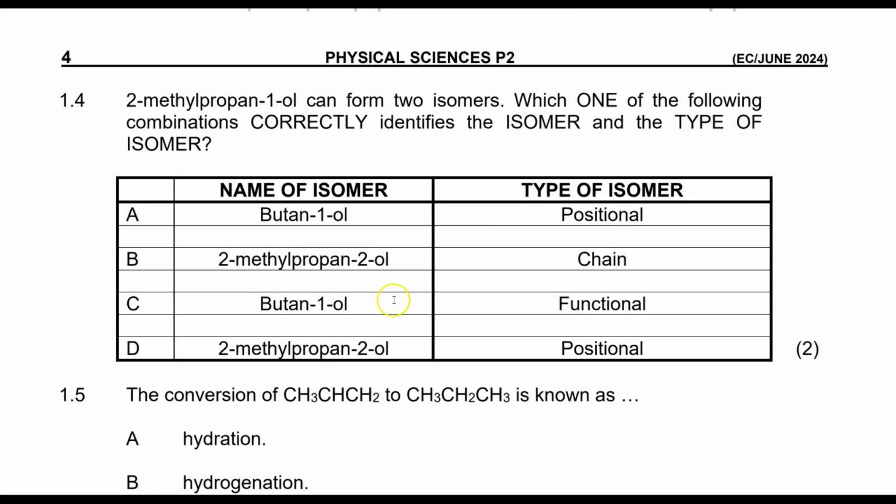And then B, you have 2-methylpropan-2-ol. So now you are moving the OH to position 2 while it was at position 1 here. Is that a chain isomer? I don't think so. I think it's a positional isomer. And then option C, you're having a butanol again. Is it a functional isomer? No, it's still an ol, so it's still an alcohol. And then option D, you have 2-methylpropan-2-ol. Is it a positional isomer? Yes, you've changed 2 and 1. You've changed the position.